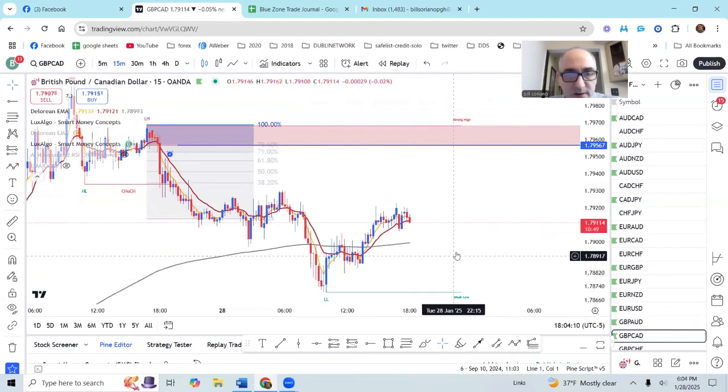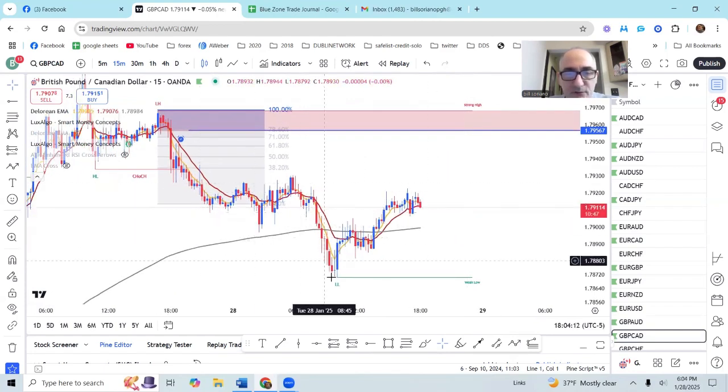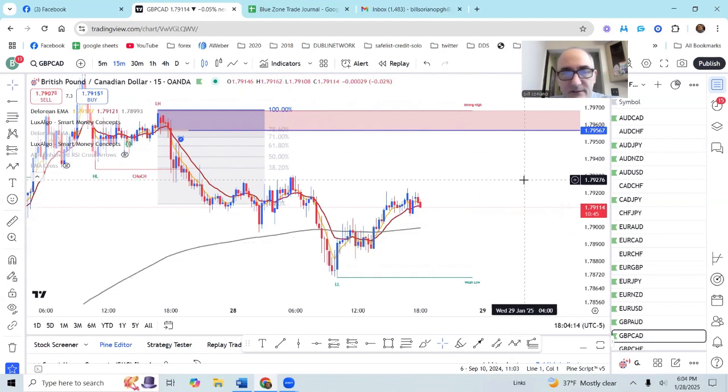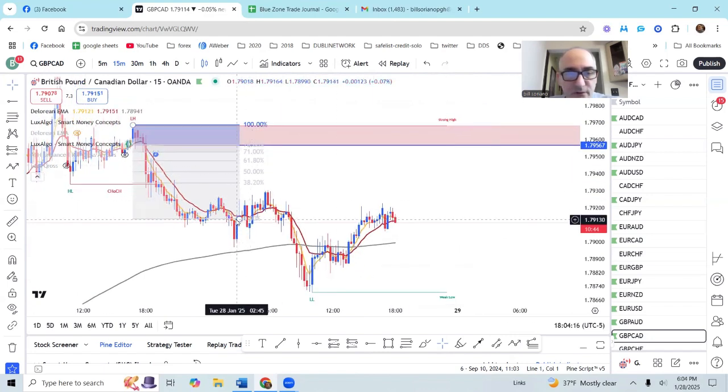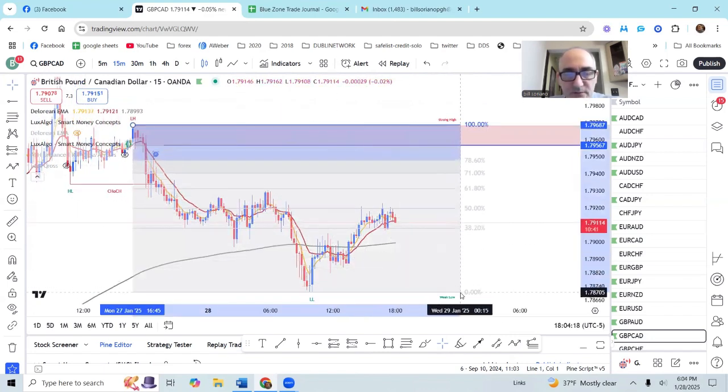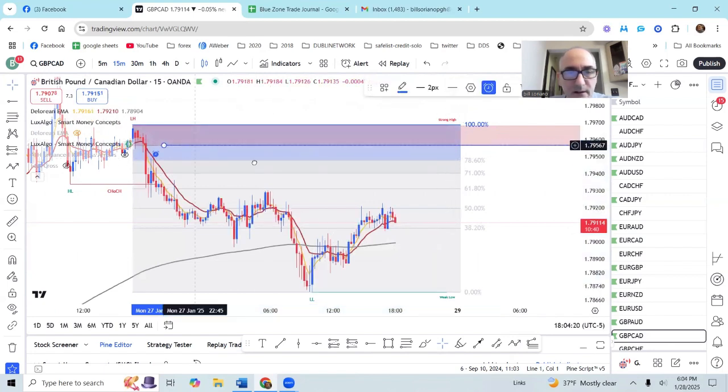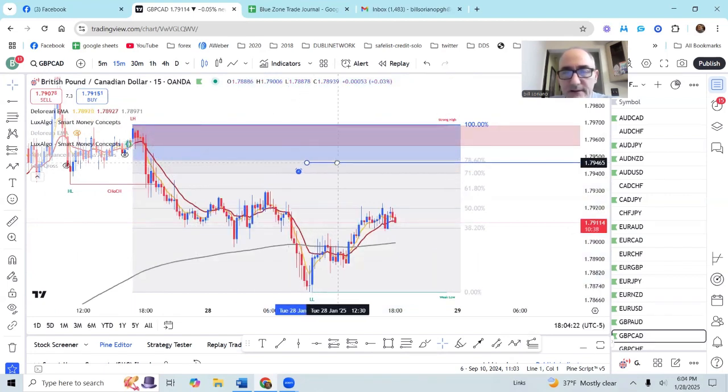GBPCAD, this one makes a new low. It doesn't give us any break of structure, so there's no new order block. So we'll just pull this down and we'll adjust our alert right to here.